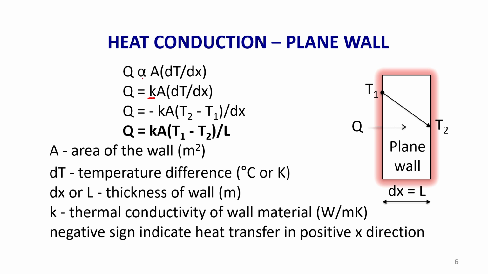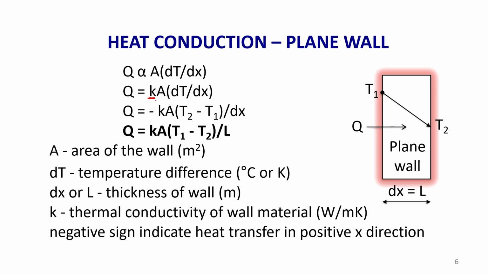So the constant which is introduced to replace the proportionality symbol is the thermal conductivity of the wall material, the material that is used to construct this plane wall. The K value may vary, it may be very small or a medium value, that does not matter. Whatever the construction material is, that material has some K value.